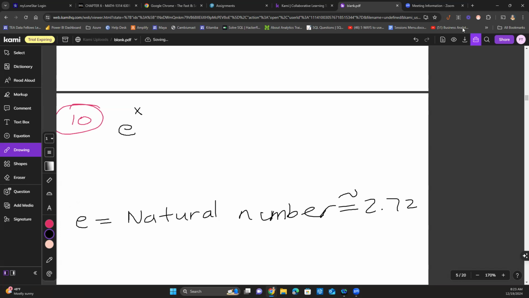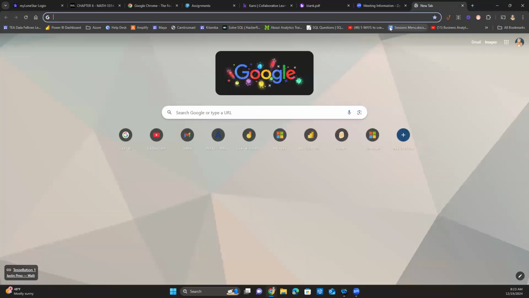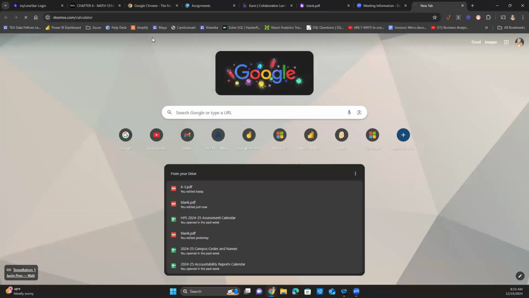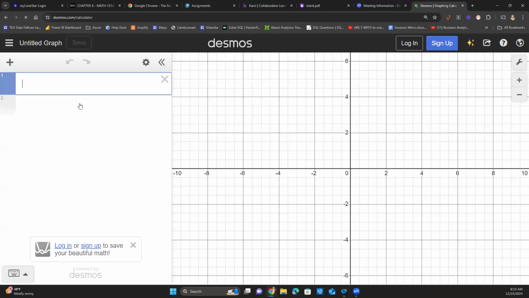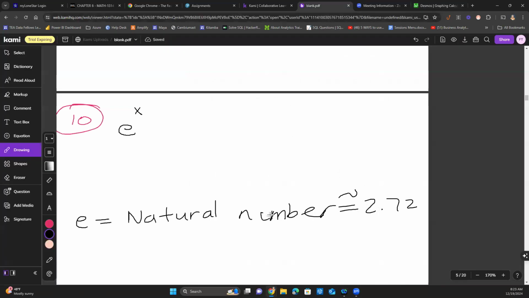There is more. You can ask a calculator what is the exact value of e. If you go to our Desmos online calculator and just type e from your keyboard, the calculator will tell you that e is a special number. Its exact value is 2.71828182846, and it continues. And the math people just round it to 2.72. So therefore here, e is called a natural number, and its value is about 2.72.